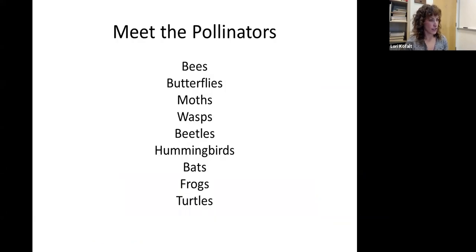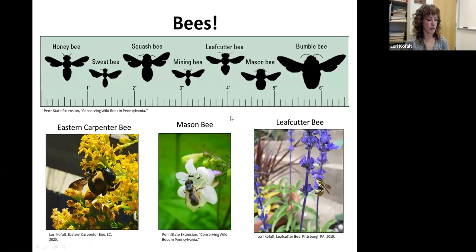Those pollinators are what we're primarily going to be talking about, bees and butterflies. But we're not limited to that. Moths and wasps are good pollinators. I found a lot on my Monarda punctata at home. Beetles, hummingbirds, bats, frogs, and turtles too. Mayapples, which you find in a lot of woodland areas, are pollinated by turtles.